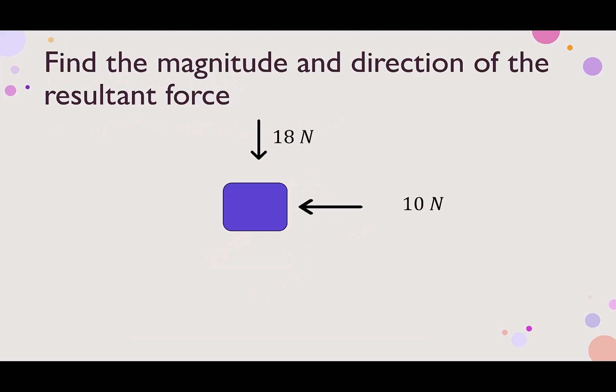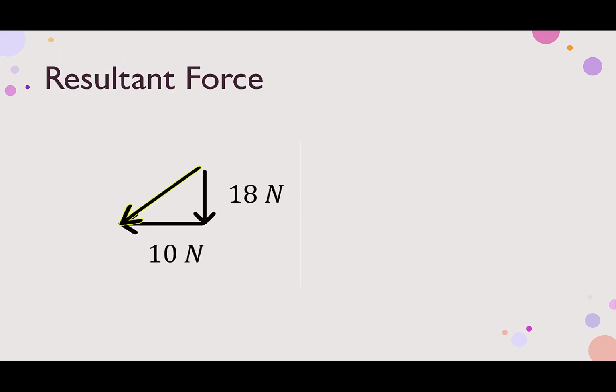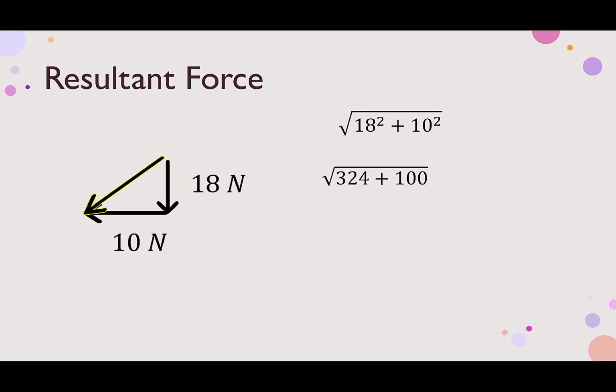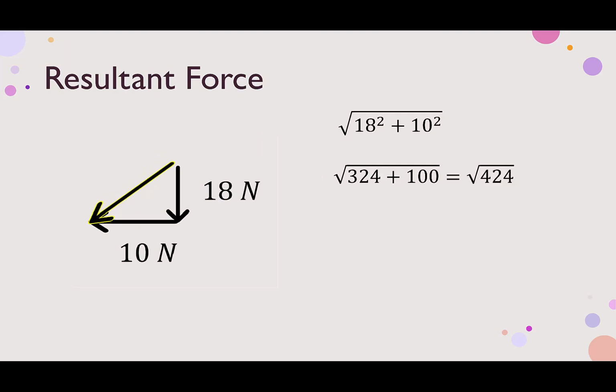Let's find the magnitude and direction of the resultant force, where we have 18 newtons pushing down and 10 newtons pushing to the left. Adding the vectors head to tail, we can see that our resultant vector goes down and to the left. To find the magnitude of the resultant force, we find the square root of 18 squared plus 10 squared. That gives us the square root of 324 plus 100, which is the square root of 424.